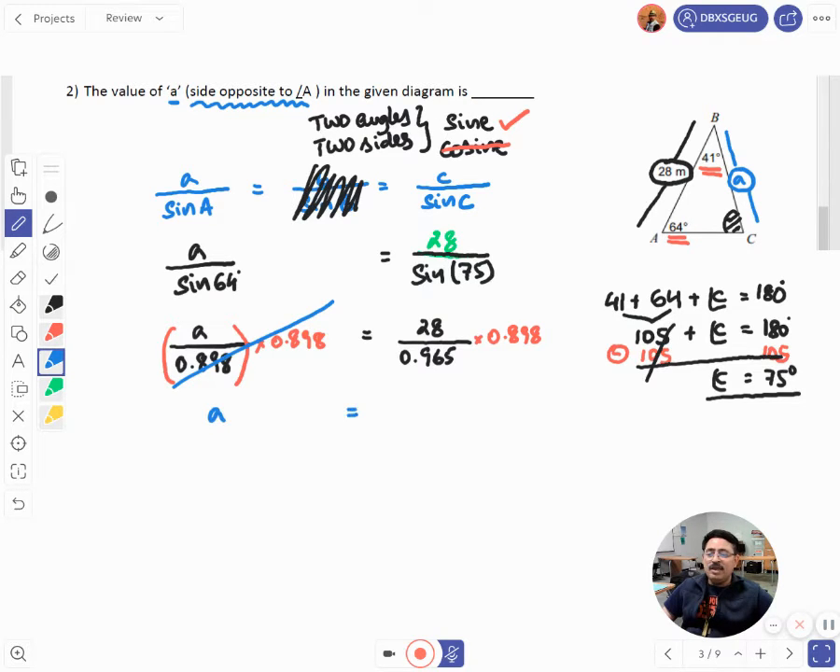The value of A equals 28 divided by 0.965. The result is to be multiplied by 0.898, then 26.05. That's the value of A. Well, these all are easy questions. So let's go to the next page.